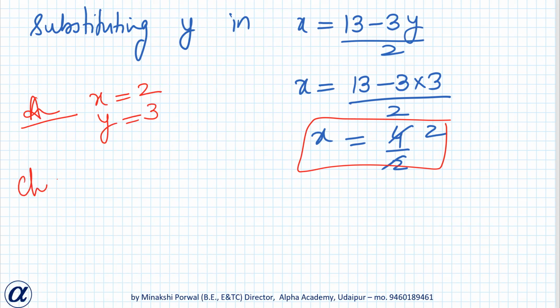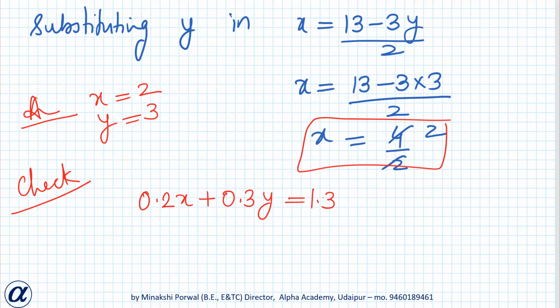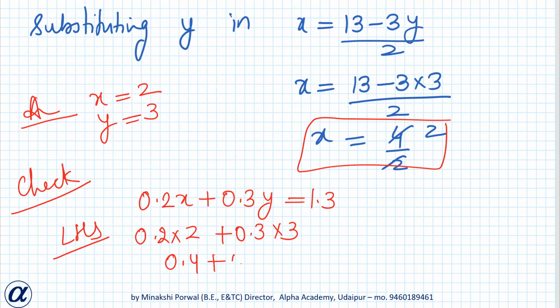We can check also whether our answer is correct or not. For this, we'll take any equation which was given in the beginning and we'll substitute the values of x and y which we have found. Okay. So here in LHS we have substituted. 0.2 into 2 is 0.4. 0.3 into 3 is 0.9. So this is equal to 1.3. That is equal to RHS.